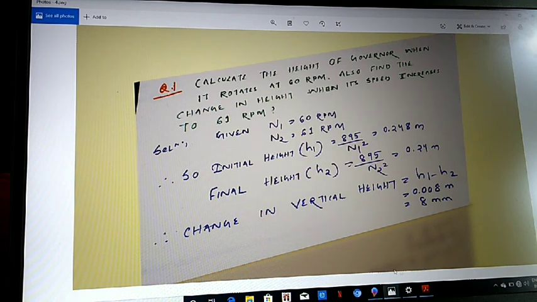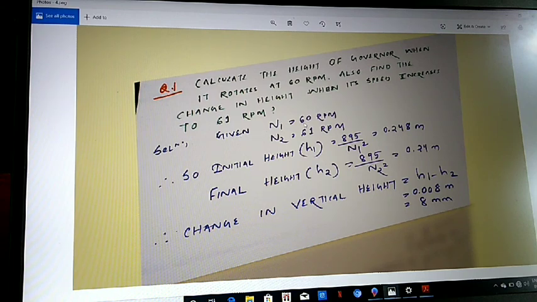Question number 1: calculate the height of the governor when it rotates at 60 rpm. Also find the change in the height when its speed increases to 61 rpm. First write down the given conditions: n1 is 60 rpm and n2 is equal to 61 rpm. Now the initial height h1 is 895 by n1 square. Put down the formula, and h1 you find to be 0.248 meter, and the final height h2 is equal to 895 by n2 square, that is 0.24 meter.